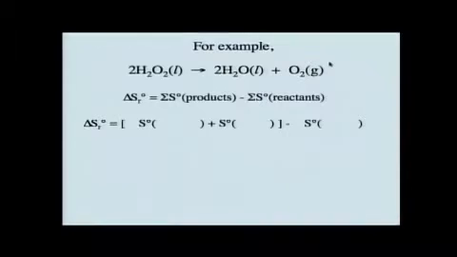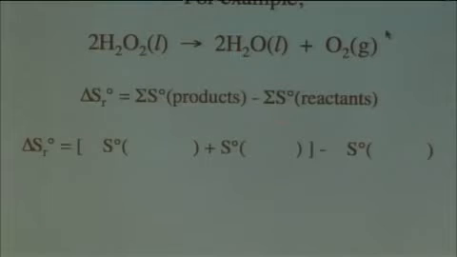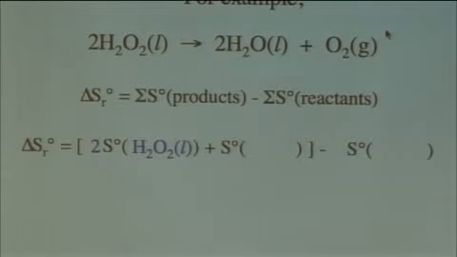So let's try this for the example that you just did on the clicker question and make sure that our calculation matches up with our prediction here. So again, we're just going to take the sum of the entropy of the products minus that of the reactants. So if we talk about this, we're starting with our products. So our first product is water. And what I want to point out is you need to make sure you multiply this by 2, because in fact we have 2 moles of water that are formed here.